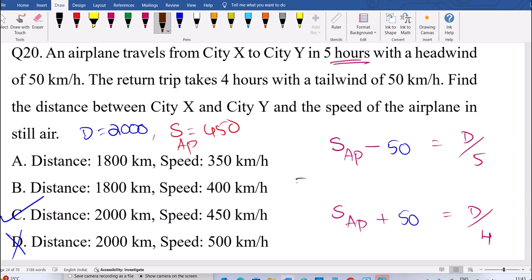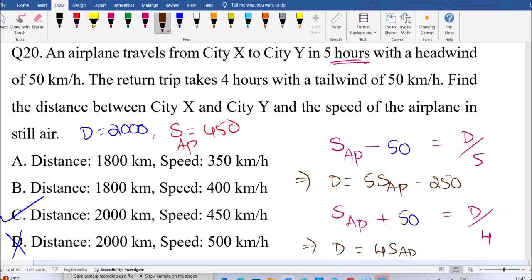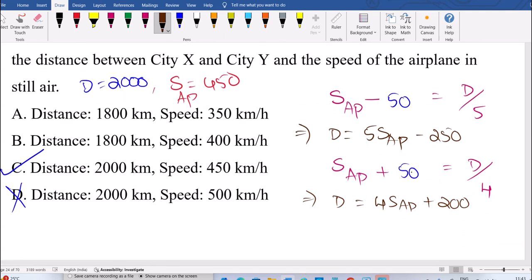Here D is nothing but 5 times speed of aeroplane minus 250. Here D is nothing but 4 times speed of aeroplane plus 200. Taking both equal, the difference is speed of aeroplane. This minus 250 will go to that side, 450. So the speed of aeroplane is 450, and only one option is available.